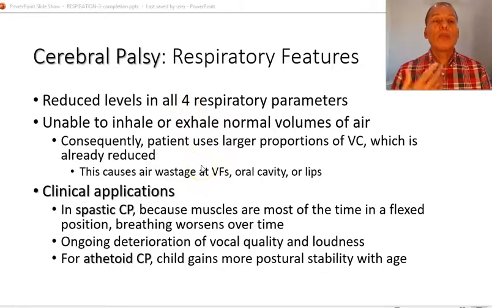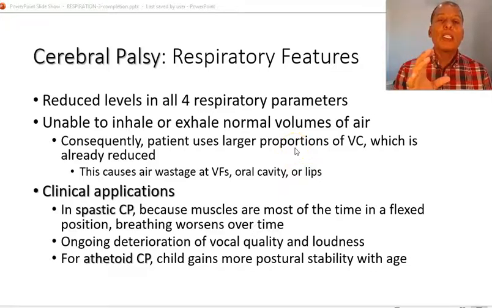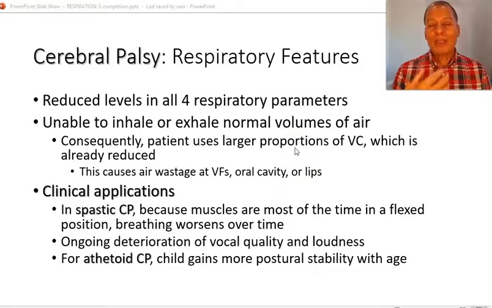The person would be unable to inhale or exhale normal volumes of air, and as you could see, that applies to all three kinds. So as a result, the person will use a greater portion of the vital capacity. In normal speech conditions, how much of the vital capacity do we use? It is 20-25%. And now these patients already start with a low vital capacity to begin with.